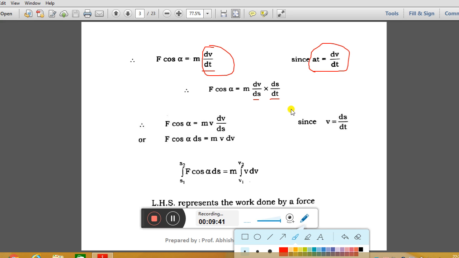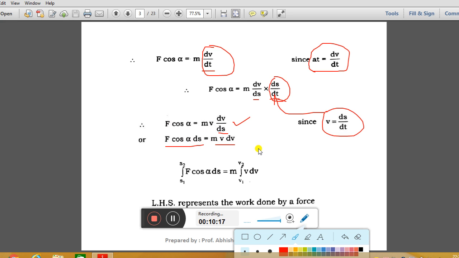Now what is this ds by dt? This ds by dt is nothing but velocity. So put the value in the above equation, and our equation becomes F cos alpha is equal to mv into dv by ds. Now just rearrange this. Take the ds factor on the left hand side. So it becomes F cos alpha into ds, and it is equal to mv into dv.